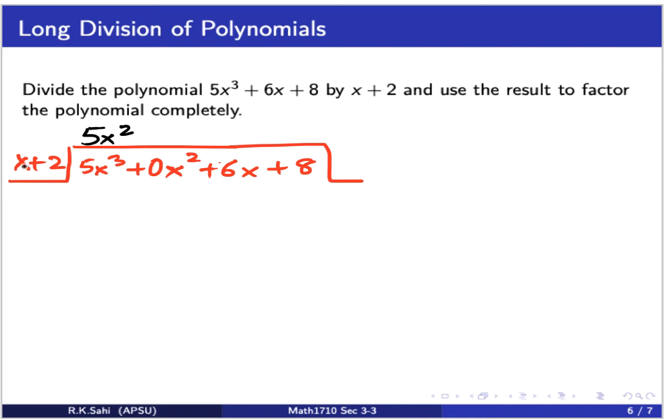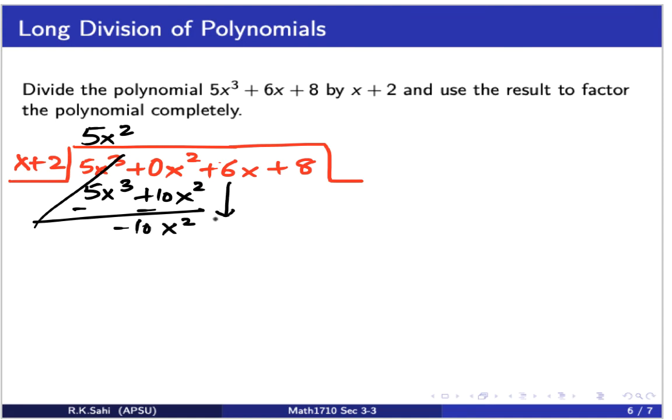Now, remember, we're going to cancel 5x cubed first, so we're going to multiply this by 5x squared. So 5x squared times x is now 5x cubed. Remember, this expression has to be multiplied to 2 also, plus 10x squared. Changing the signs, the 5x cubed cancels out. We have a negative 10x squared. Now remember, we get the terms one at a time, plus 6x. Now we're going to cancel negative 10.